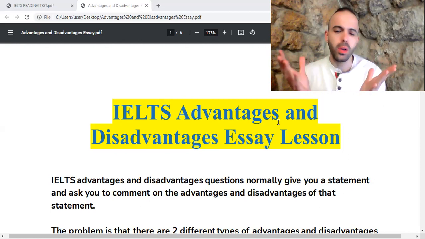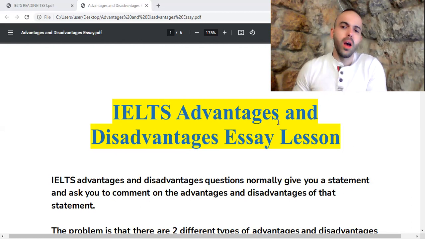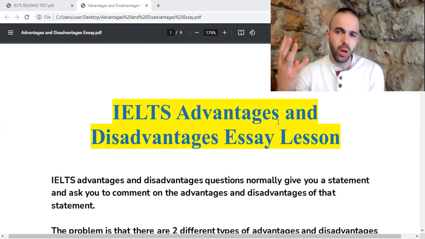Let me emphasize another thing. There's a specific structure that you always have to be aware of, which is the 4-paragraph structure. You can't miss out the introduction, main body paragraph 1, main body paragraph 2, and the conclusion. You need to be aware of this specific structure. Otherwise, you would lose a lot of marks.